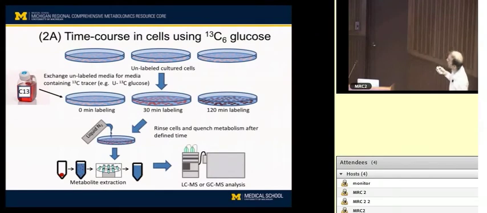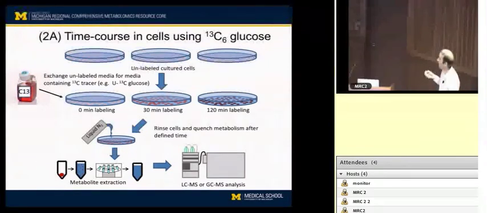Exchange the unlabeled media. So the simplest thing to do is say, okay, I'm starting my flux time course. I'm going to exchange my unlabeled media for a 13C tracer, like 13C glucose, and then you wait. First, you always want to take a sample with no labeling to establish a baseline. Then maybe you wait for 30 minutes and 120 minutes or some additional time points.